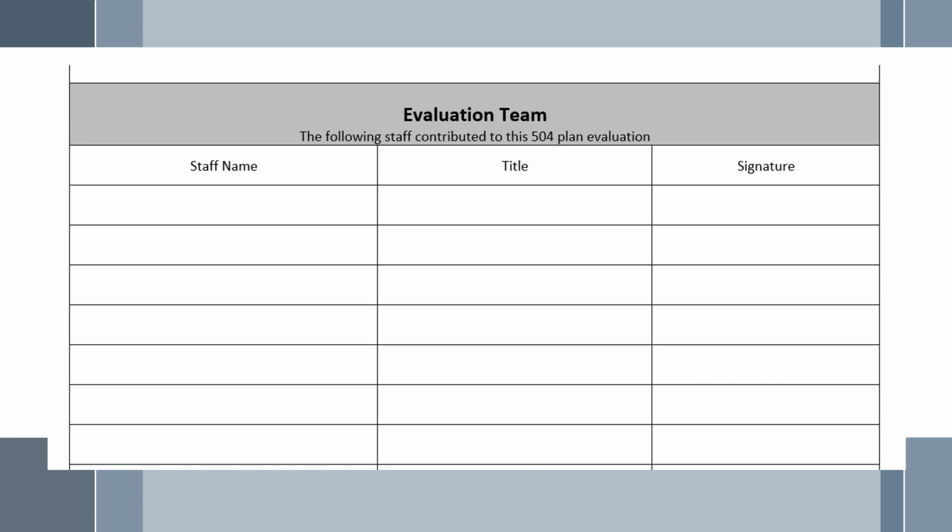The last portion of the report is simply a list of all staff who contributed to the evaluation report. All staff who contributed information should be included, whether or not they were present at the 504 Plan eligibility determination meeting.